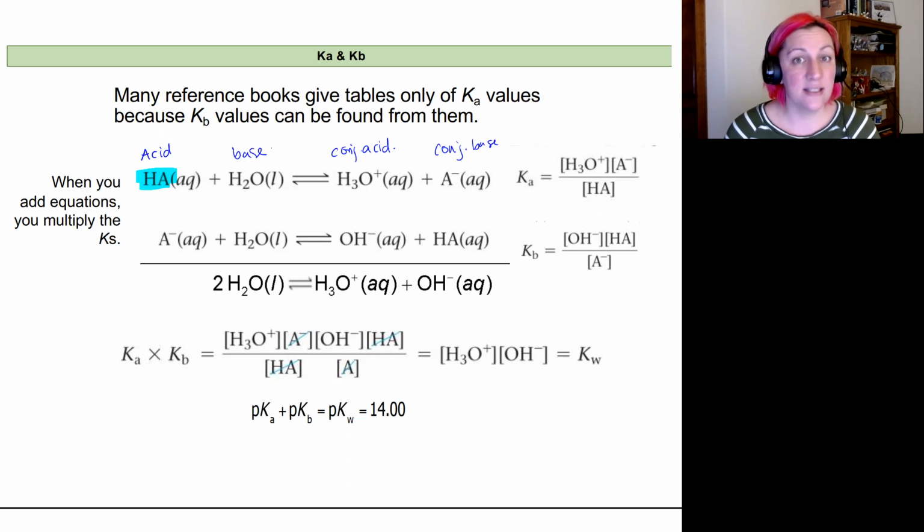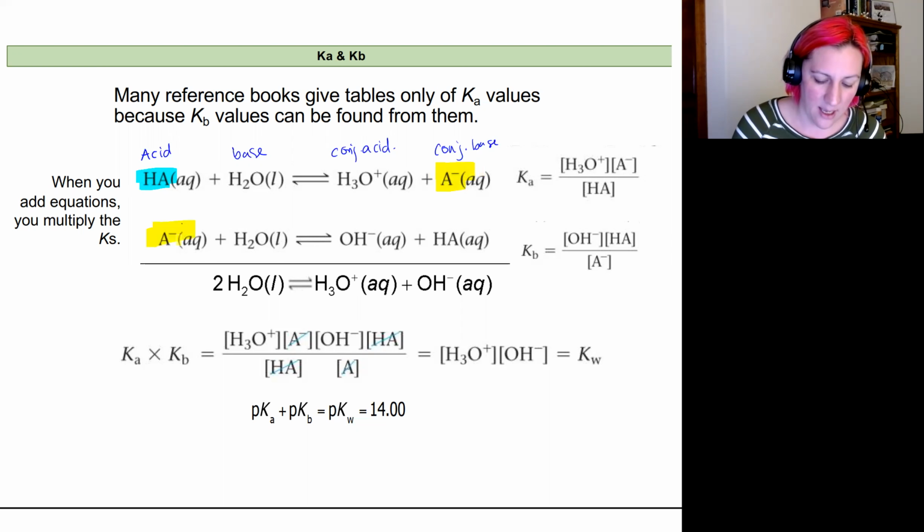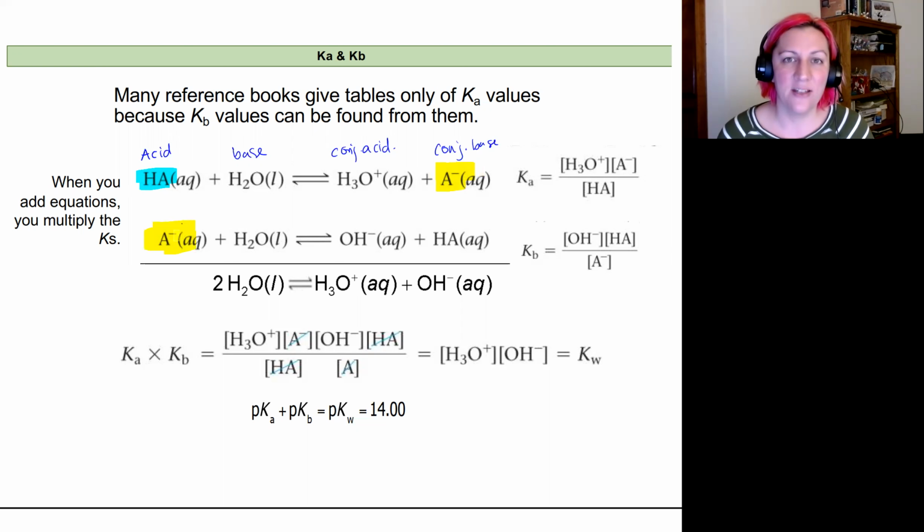Now I can do the same thing for a base dissociation reaction. Remember, my A minus was my conjugate base. I'm going to take that conjugate base right here. So here's my conjugate base. And I'm going to think about what happens if I have that conjugate base as my base and I'm looking at a base dissociation reaction.